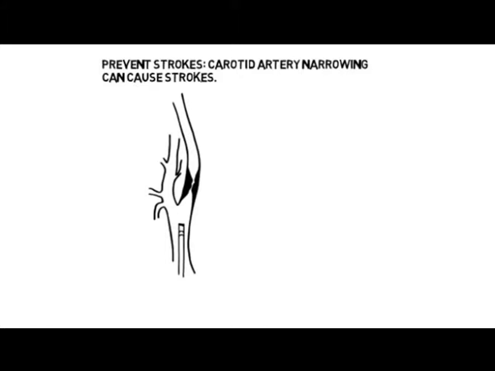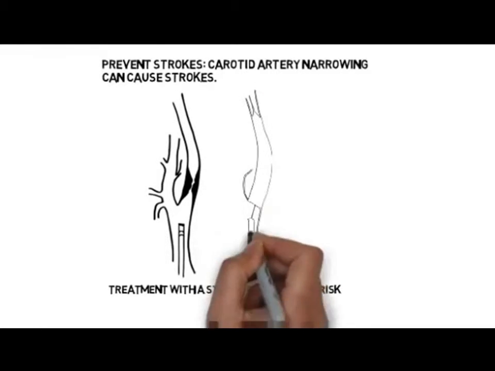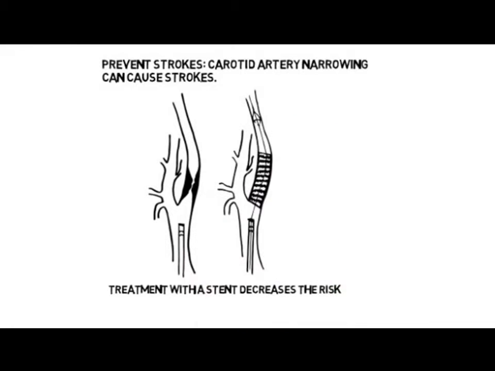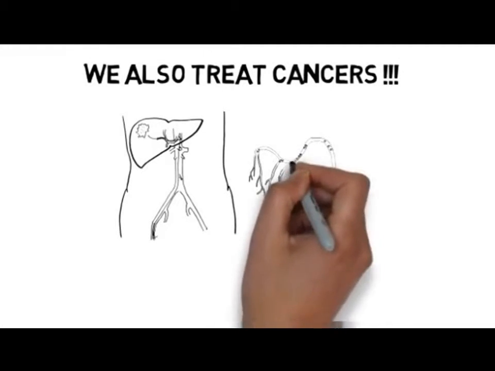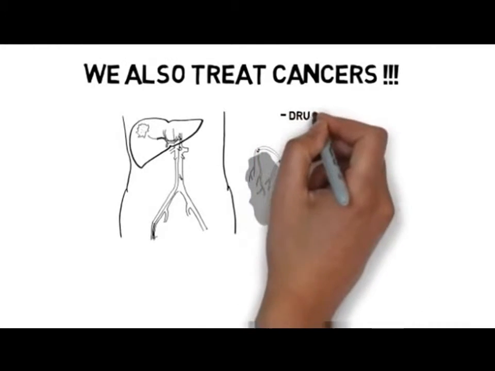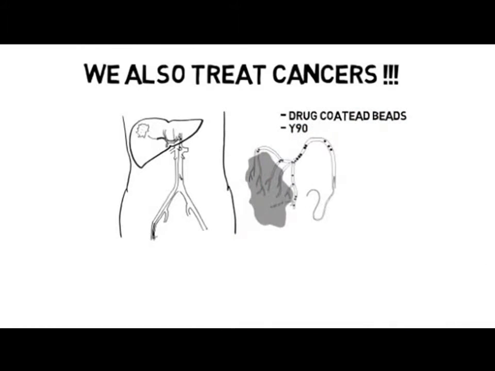Types of interventional procedures include carotid artery narrowing. Though the plaque can increase risk of stroke, it can be treated with open surgery. An alternative to surgery is a carotid stent. A metallic mesh is inserted through the blockage. Cancer is also treatable. In this picture, you can see a liver tumor. A catheter is inserted directly into blood supply, where microscopic beads are delivered with chemotherapy or radiation.